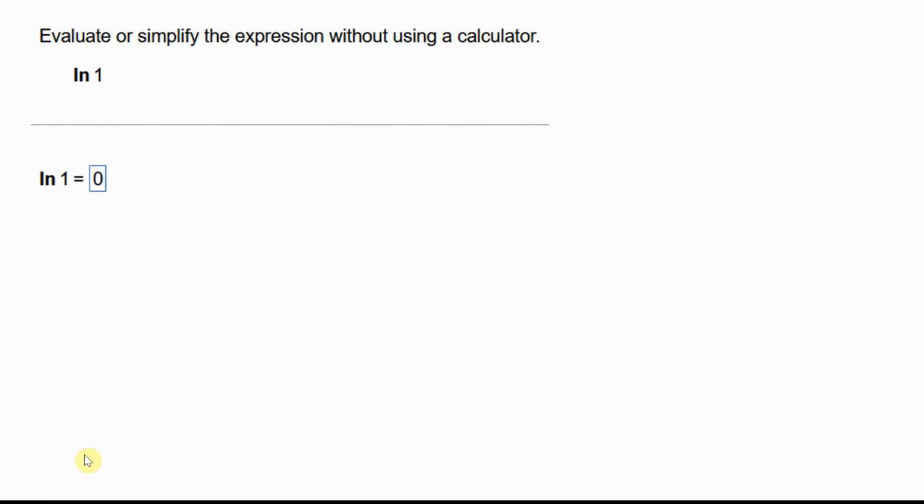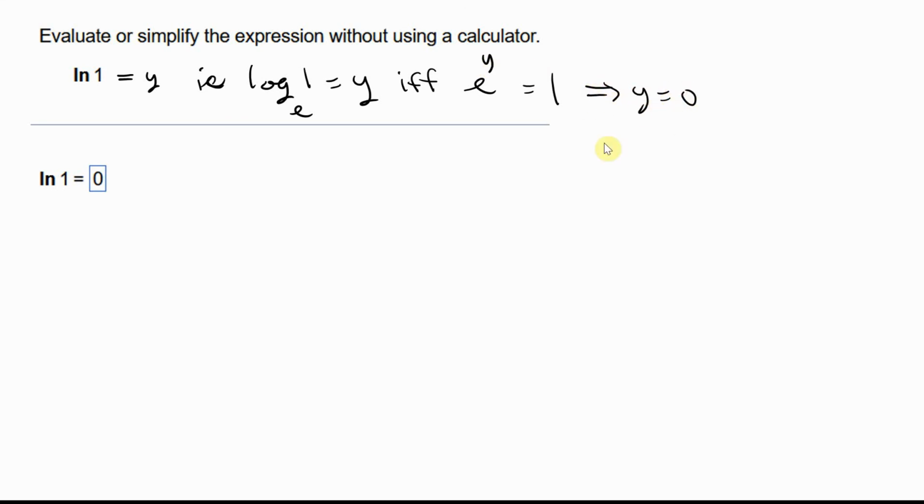Again, all I've done so far is just use the definition. If you remember, this is one of those basic properties, but if you forget, again, use the definition. So let's set this equal to y. Now, what is natural log? This is the log base e of 1, equal to y if and only if, by definition, e to the y is equal to 1. To make something raised to a power equal to 1, the power has to be 0. This implies that y is equal to 0.